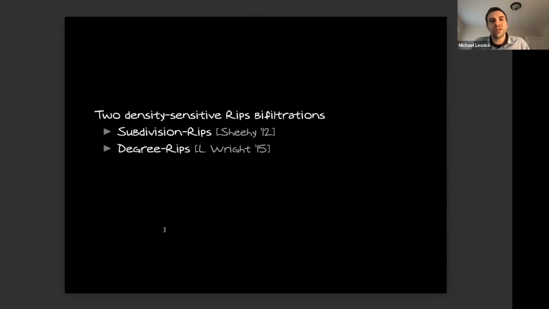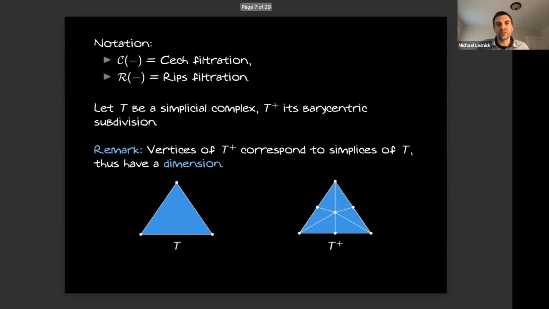So I'm going to discuss two density-sensitive RIPS bifiltrations. In the interest of time, my emphasis in this talk is going to be primarily on the RIPS setting, although interesting things can be said in other settings as well. I'm going to talk about Sheehy's subdivision RIPS bifiltrations and also a construction called the degree RIPS bifiltration. First, let's talk about subdivision RIPS. My notation will be that C and R denote the Čech and RIPS filtrations respectively, and I'll let T be a simplicial complex, T plus its barycentric subdivision.